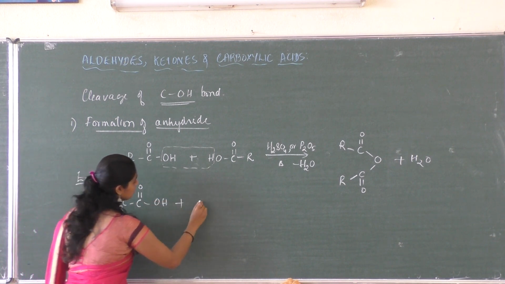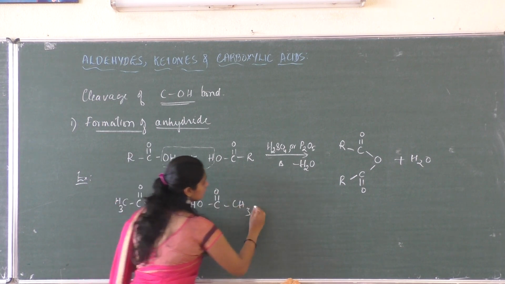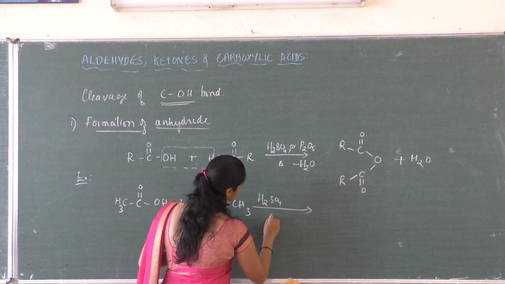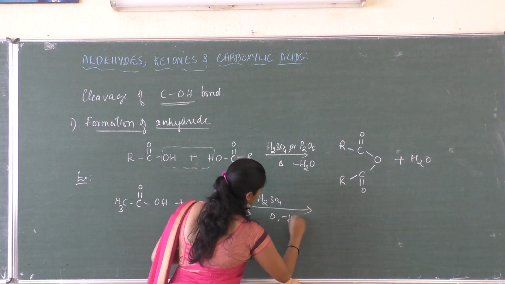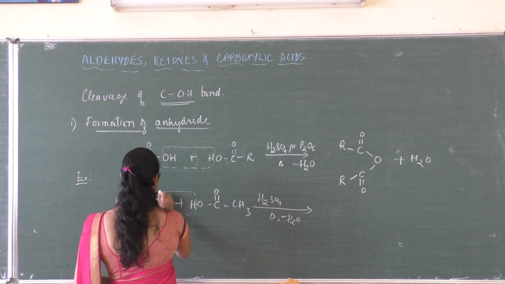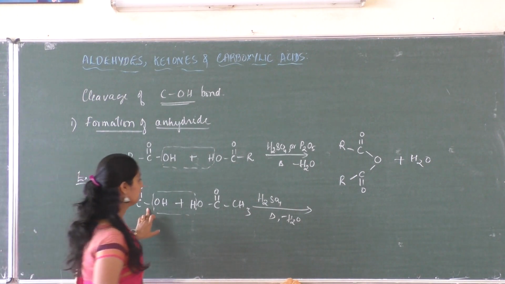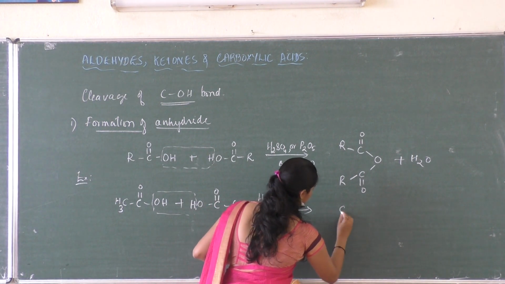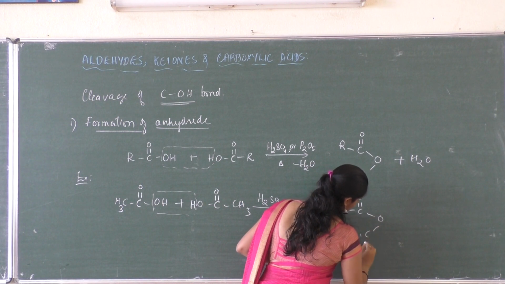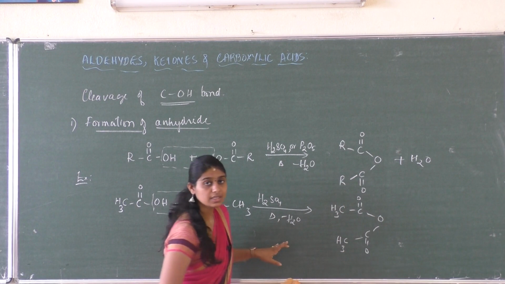If we consider a specific example, acetic acid, CH3COOH, plus the dehydrating agent, you can write any one, sulfuric acid or phosphorus pentoxide. The removal of a water molecule takes place, that is the cleavage of the carbon to oxygen bond takes place here. So it forms CH3C=O-O-C=OCH3. This is nothing but acetic anhydride.